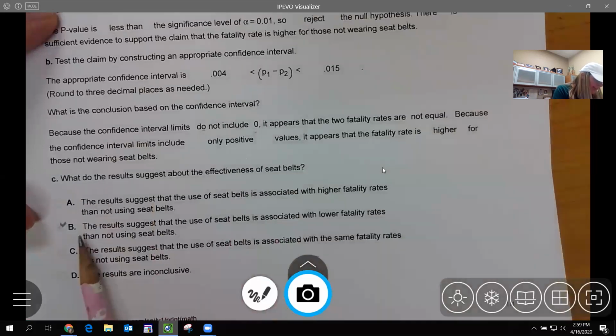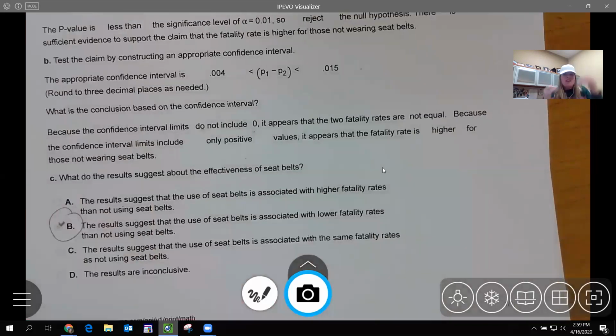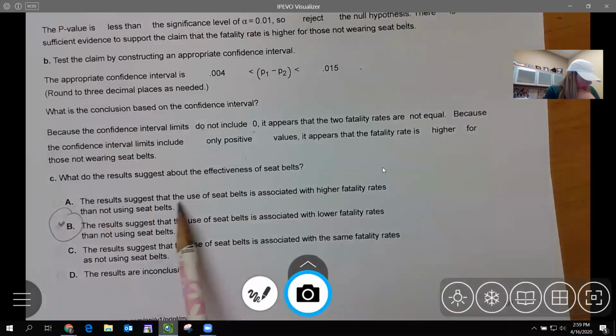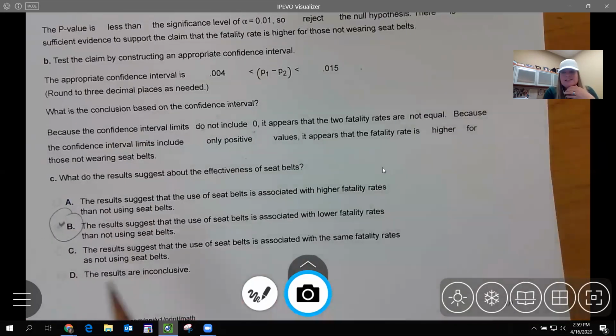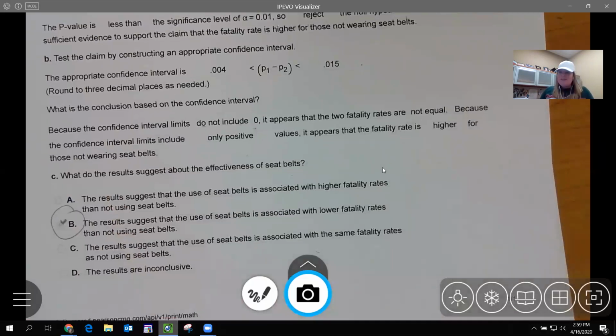The results suggest that the use of seatbelts is associated with lower fatality rates than not using your seatbelts. So be careful that none of them are saying causes. So they probably have one that says the result is inconclusive. The result suggests that the use of seatbelts is associated with not using. So you just have to read these carefully. I mean, it's really the same thing that you're stating. Okay, so we went through our confidence intervals and our two proportions using StatCrunch.